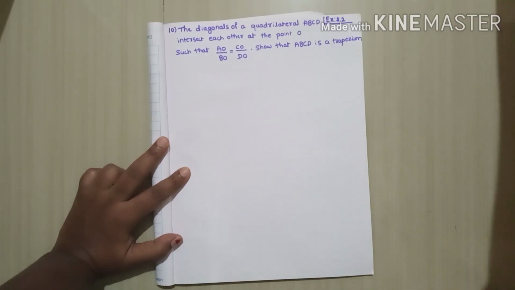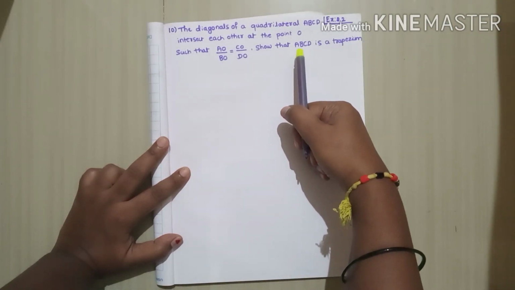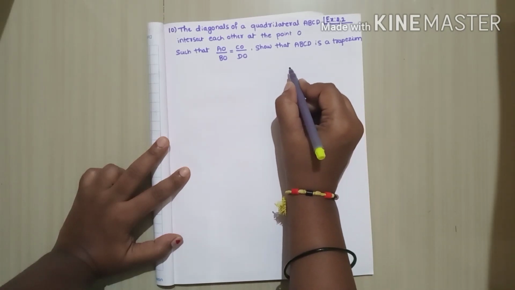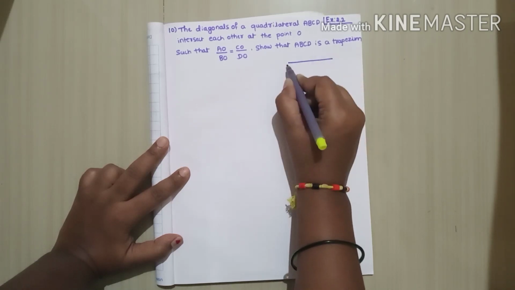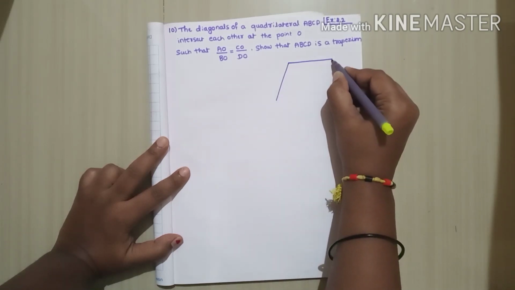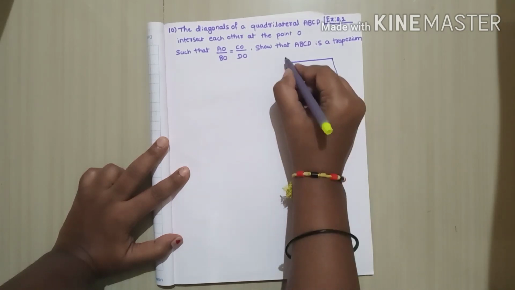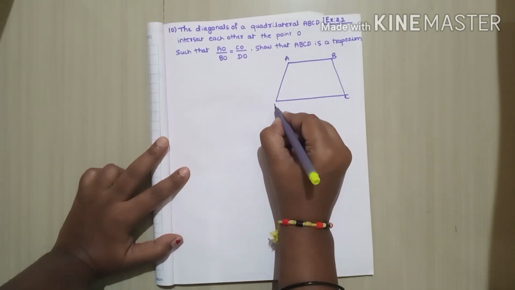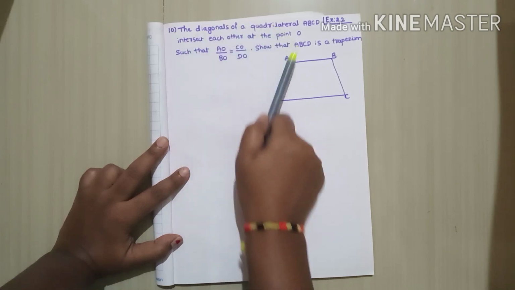Trapezium means in the quadrilateral one pair of opposite sides are parallel. We want to prove that here. While drawing the diagram, I will draw that quadrilateral in the shape of a trapezium because we want to prove ABCD is a trapezium. So A, B, this is C and D. Sorry, ABCD is a quadrilateral.